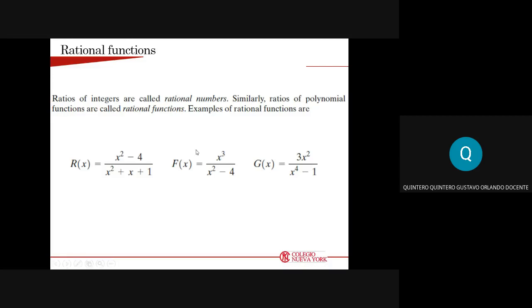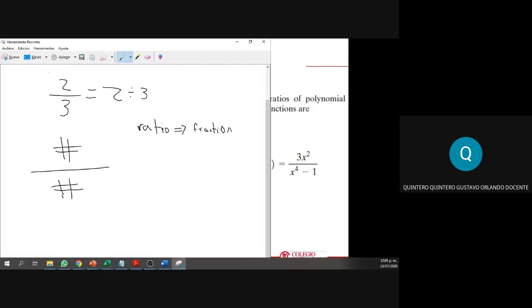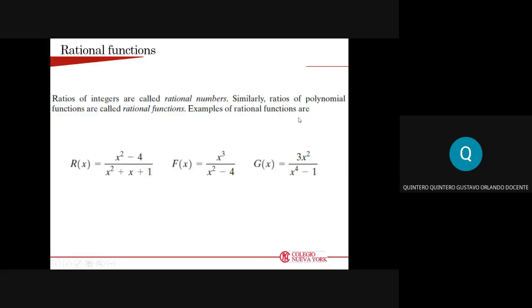All right, beautiful. So what is the difference between a ratio and these rational functions? Pretty simple. Take a look at my example. The ratio was composed of 2 numbers, 2 and 3, one in the numerator and one in the denominator. A rational function has 2 functions, one in the numerator and one in the denominator. Now, those 2 functions have to have some characteristics.